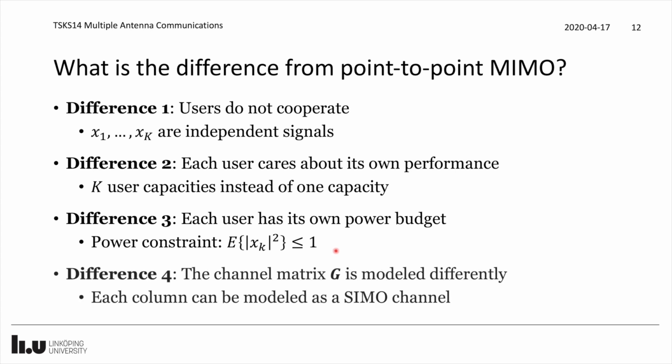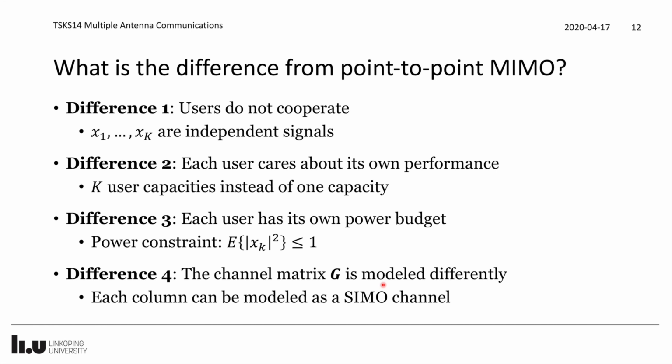Difference number 4 is that the channel matrix G is modeled very differently from the point-to-point MIMO case, even if the equation y equals G times x plus n is very similar. And in particular, each column of G is now describing a SIMO channel from one user to a base station with multiple antennas. And that column can be modeled in similar ways as we have been talking about before, but the different columns are modeled differently because the users are at different locations and have different propagation conditions.